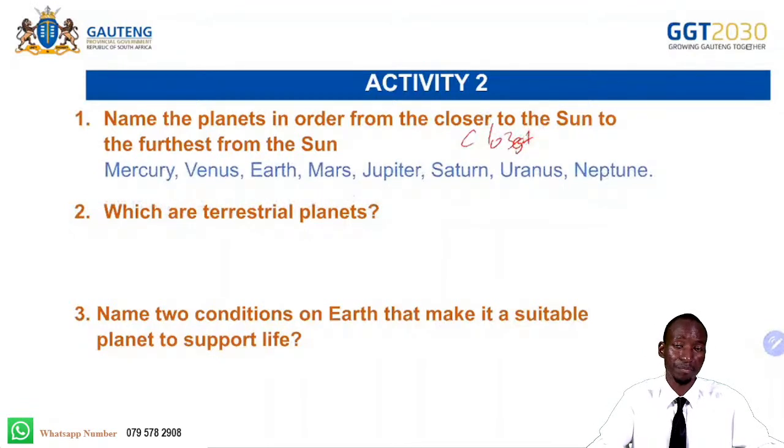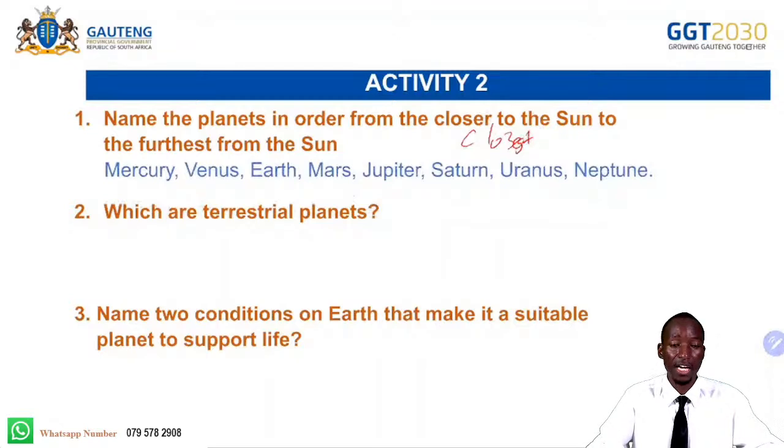This is the arrangement of the planets from the closest one to the furthest. The closest one is Mercury, followed by Venus, followed by planet Earth, followed by Mars, followed by Jupiter. We've got Saturn, Uranus, and Neptune. That's how the planets are arranged from closest to the furthest.